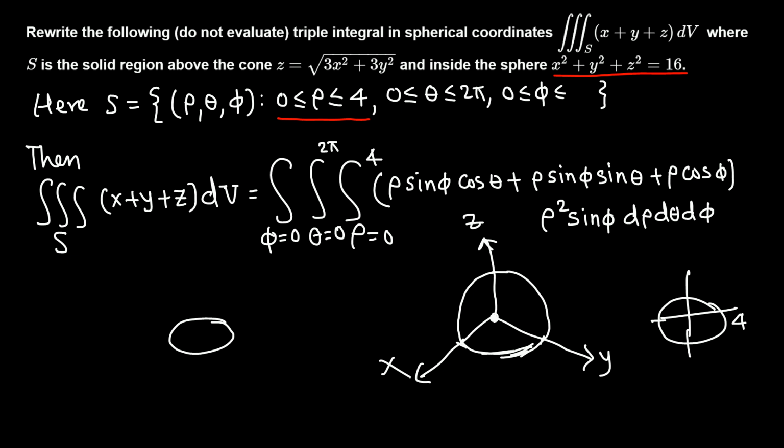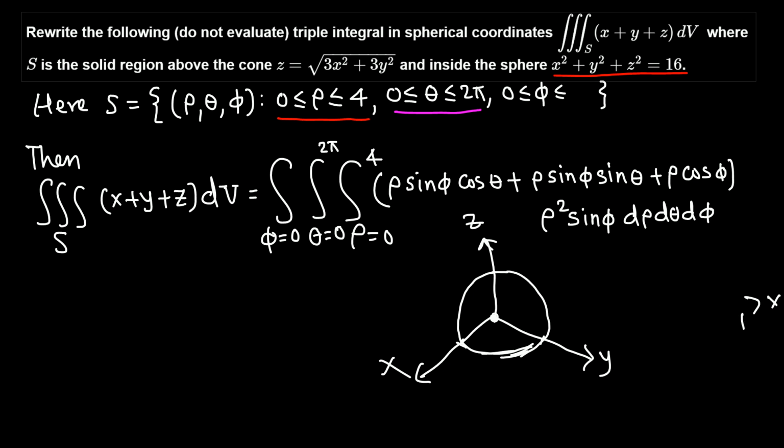So for our theta, which is measured from the positive x-axis, it goes all around, which means 0 to 2 pi. So this is also clear now: theta is from 0 to 2 pi. Our solid is not only this, but still if we look from the top, we get 0 to 2 pi.